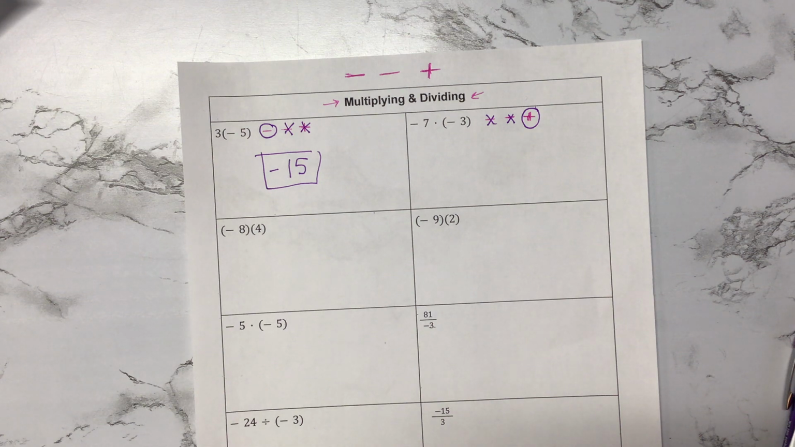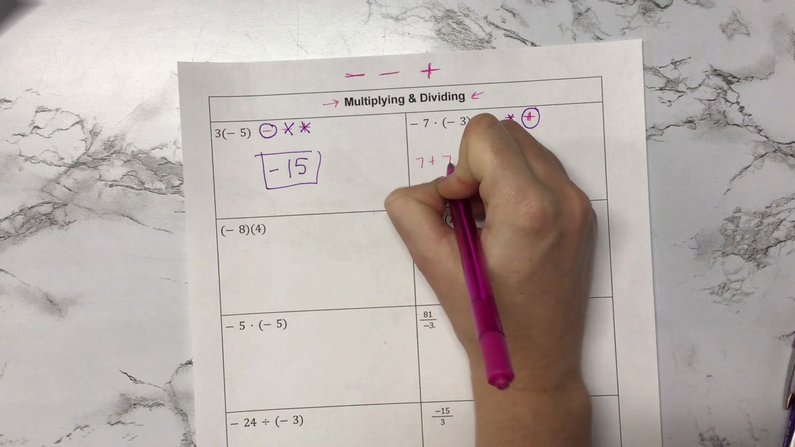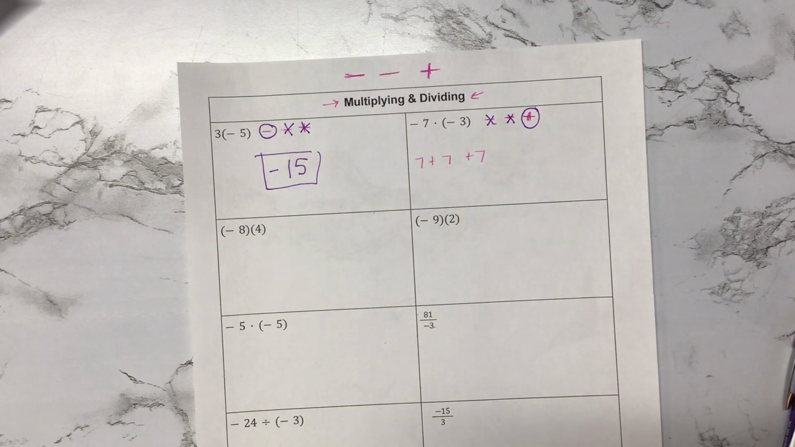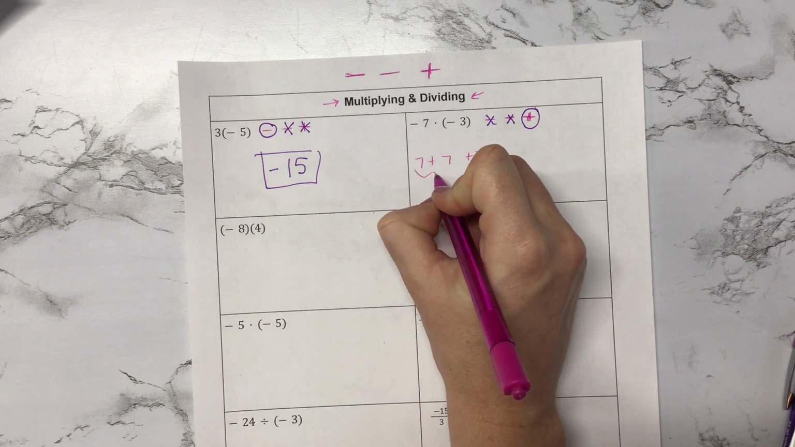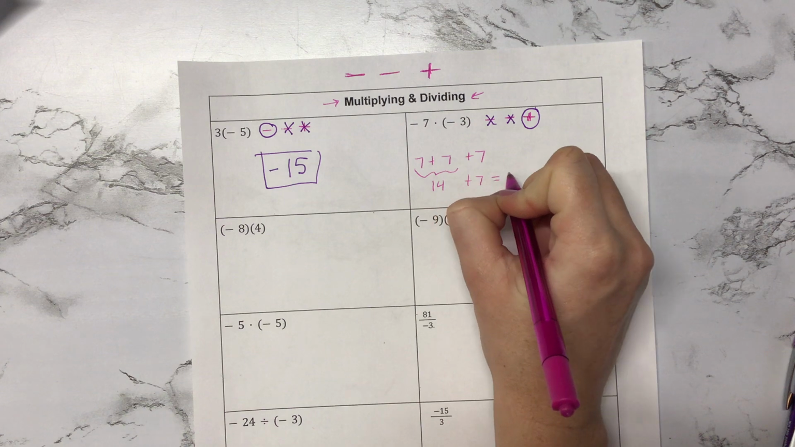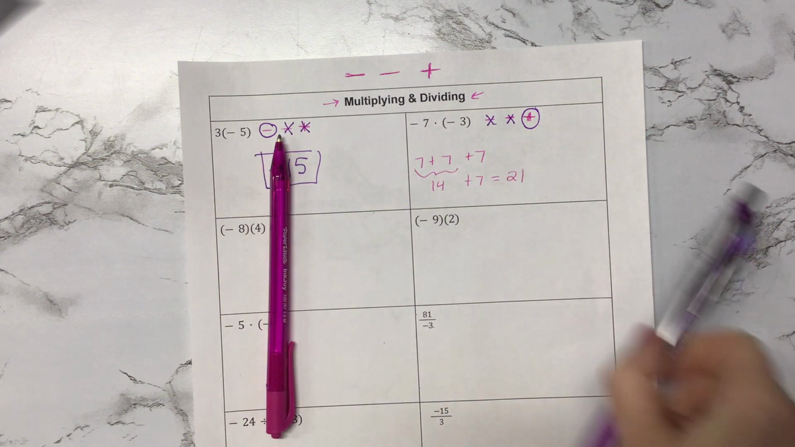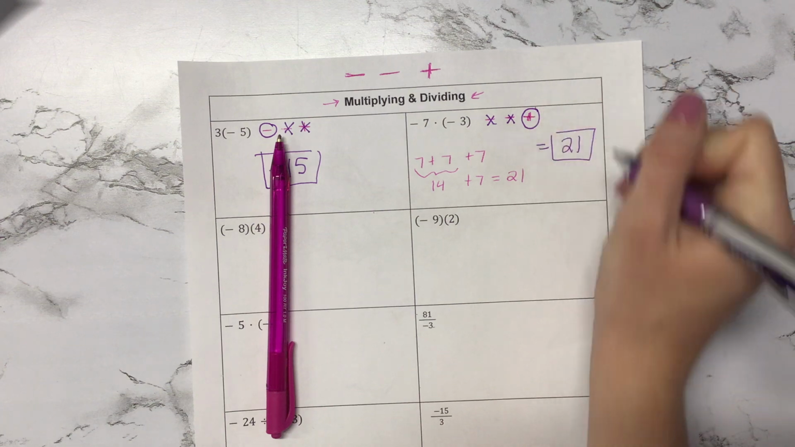Multiplication is the same thing as repeated addition. So you can do 7 plus 7 plus 7. So 7 plus itself 3 times. 7 plus 7 is 14. Plus another 7 is 21. And we said it would be positive, so it's going to be a positive 21.